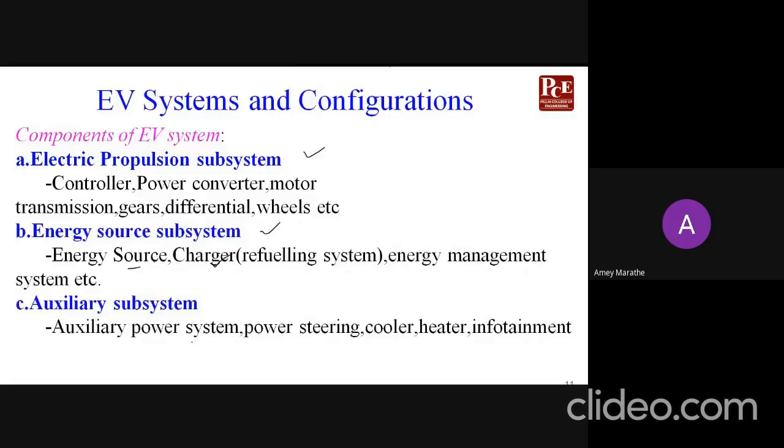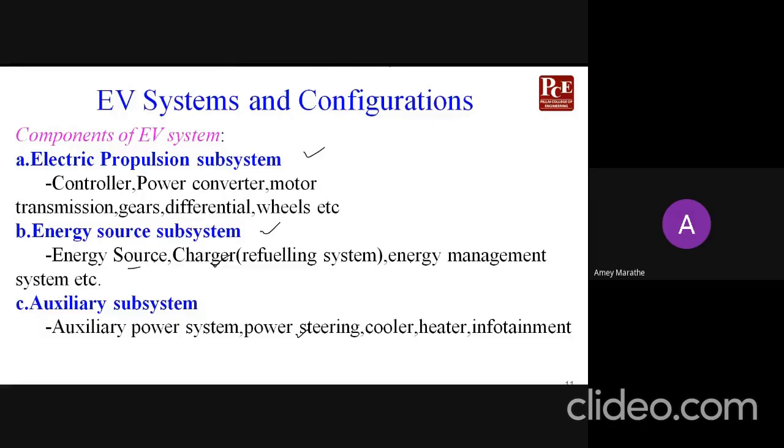And then the auxiliary power system. When I say auxiliary power system, it basically covers power steering, cooler, heater, infotainment, all the things which we have spoken about. So whatever else needs to be added, all these things can be subsystems, or they can be categorized into these three major subsystems.